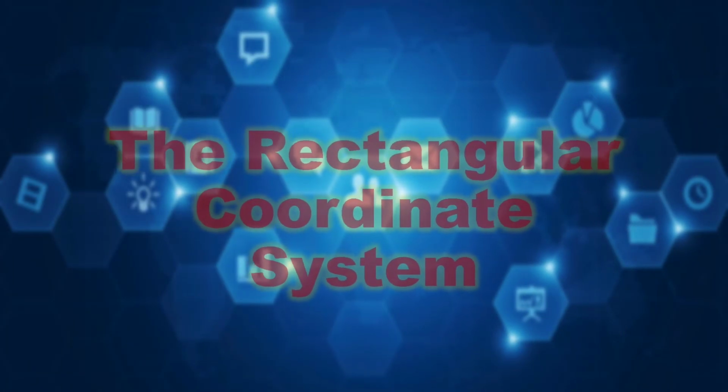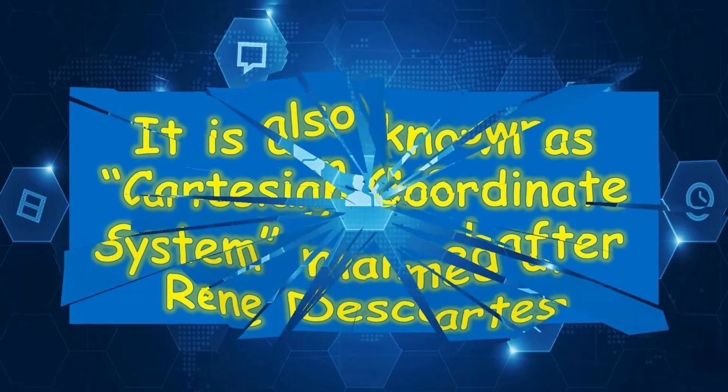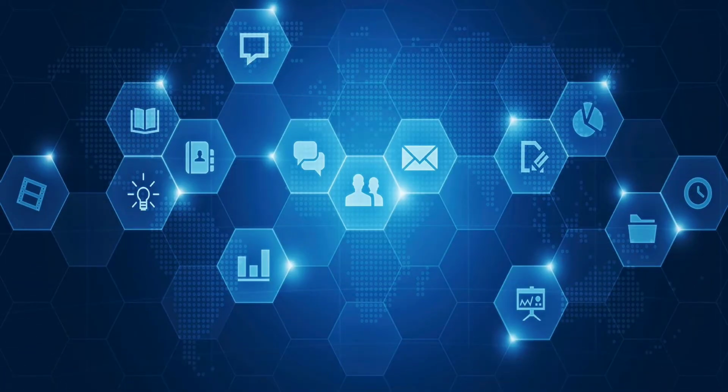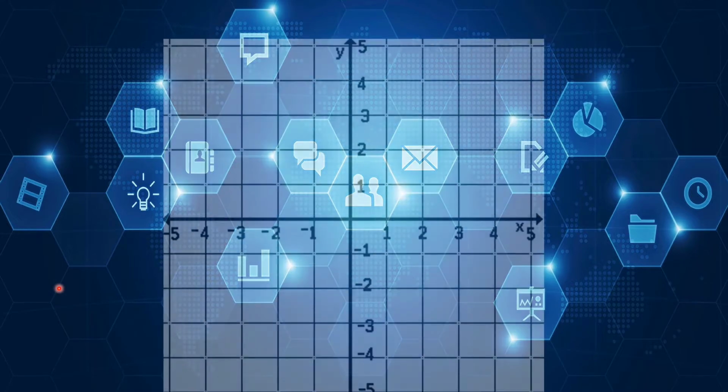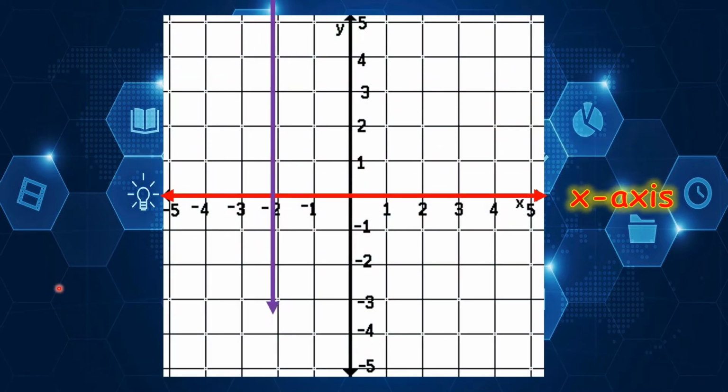This week, one of our topics is about the rectangular coordinate system. The rectangular coordinate system is likewise known as the Cartesian coordinate system, named after René Descartes. The Cartesian plane is formed by using two real number lines intersecting at right angles. The horizontal line is the x-axis, and the vertical line is the y-axis.